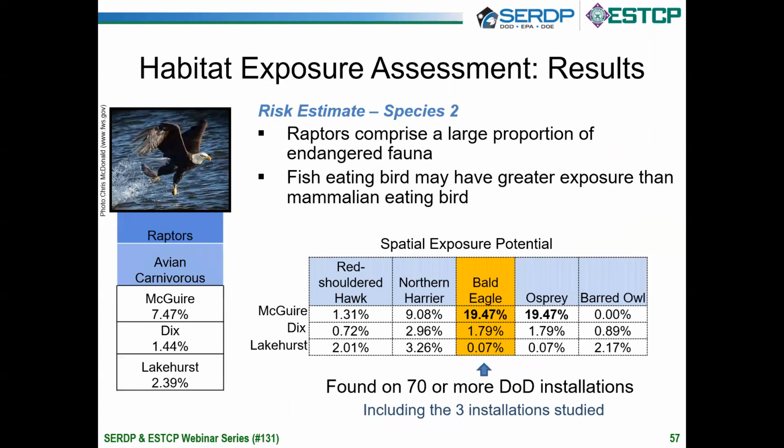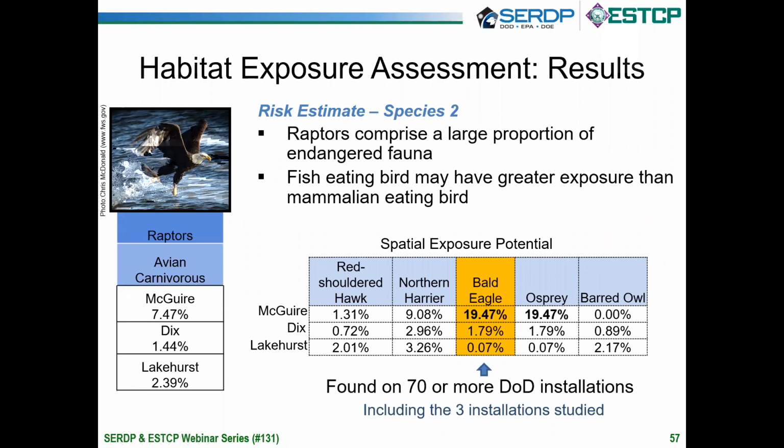Okay, transitioning to our next species, the bald eagle. This is the habitat exposure estimate for fish-eating birds. Right here is contributing a great deal to the overall avian carnivore percent impacted habitat. Both bald eagle and osprey are similar because they have similar dietary preferences. However, the bald eagle does supplement with prey items from the terrestrial habitat.